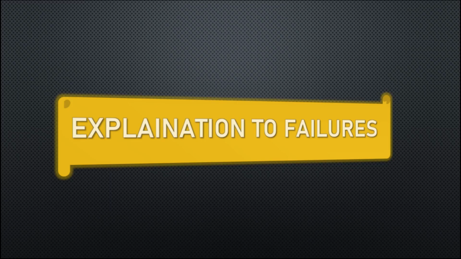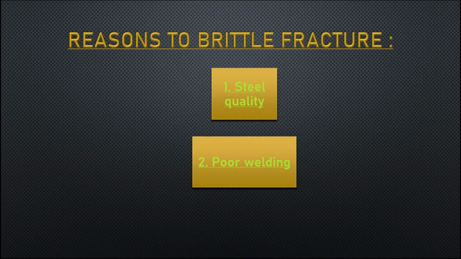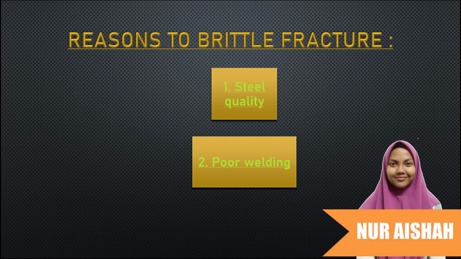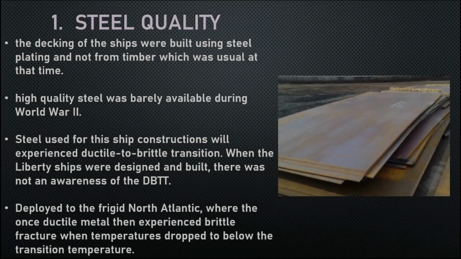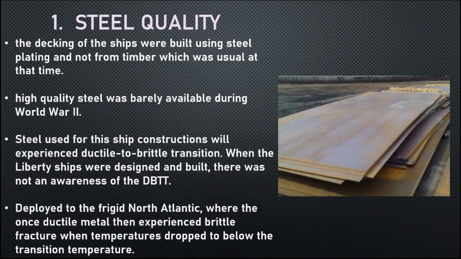So I will give a further explanation on what actually happens that leads to the catastrophe on the US Liberty ships. There are a few reasons that lead to the brittle fracture that caused the ships to crack into half. The first one is due to the steel quality, and the second one is due to the poor welding. Back in the days, they normally used timber or wood for ship construction, but in this case, they chose steel plating as the material for ship construction.